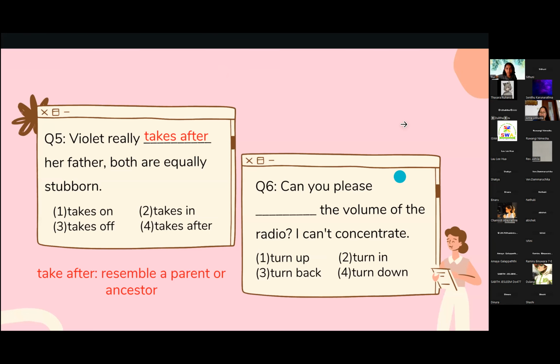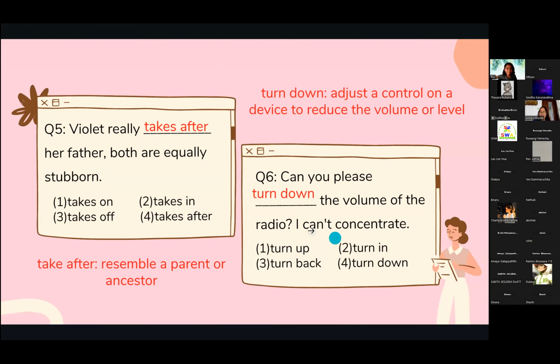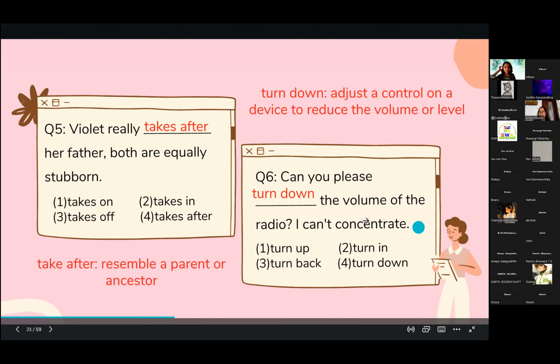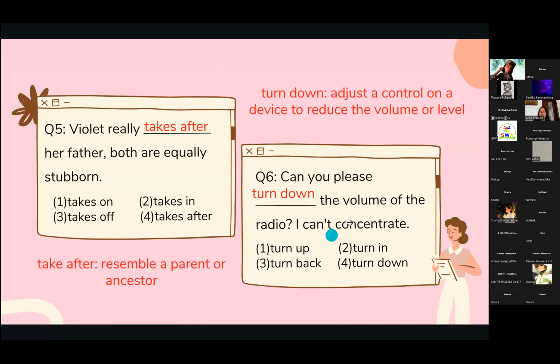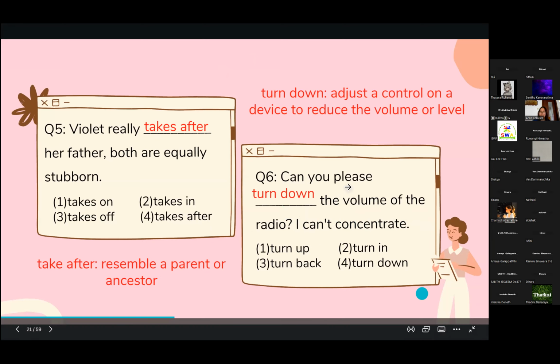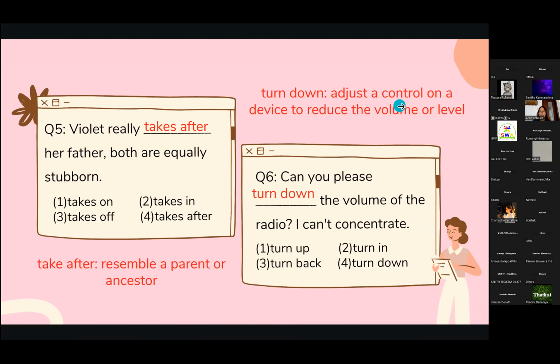So in this question, for example, if you take out the last sentence, if you take out I can't concentrate, then the answer can either be turn down or turn up, because you can either increase or lower the volume of a radio. But because of the next part of the sentence, because they say they can't concentrate, that's why it tells you a clue that they want the volume down. Because if you cannot concentrate, you want the volume to be lower, right? You wouldn't want it to be even louder. So yeah, turn down over here is quite simple. Adjust a control to reduce the volume.